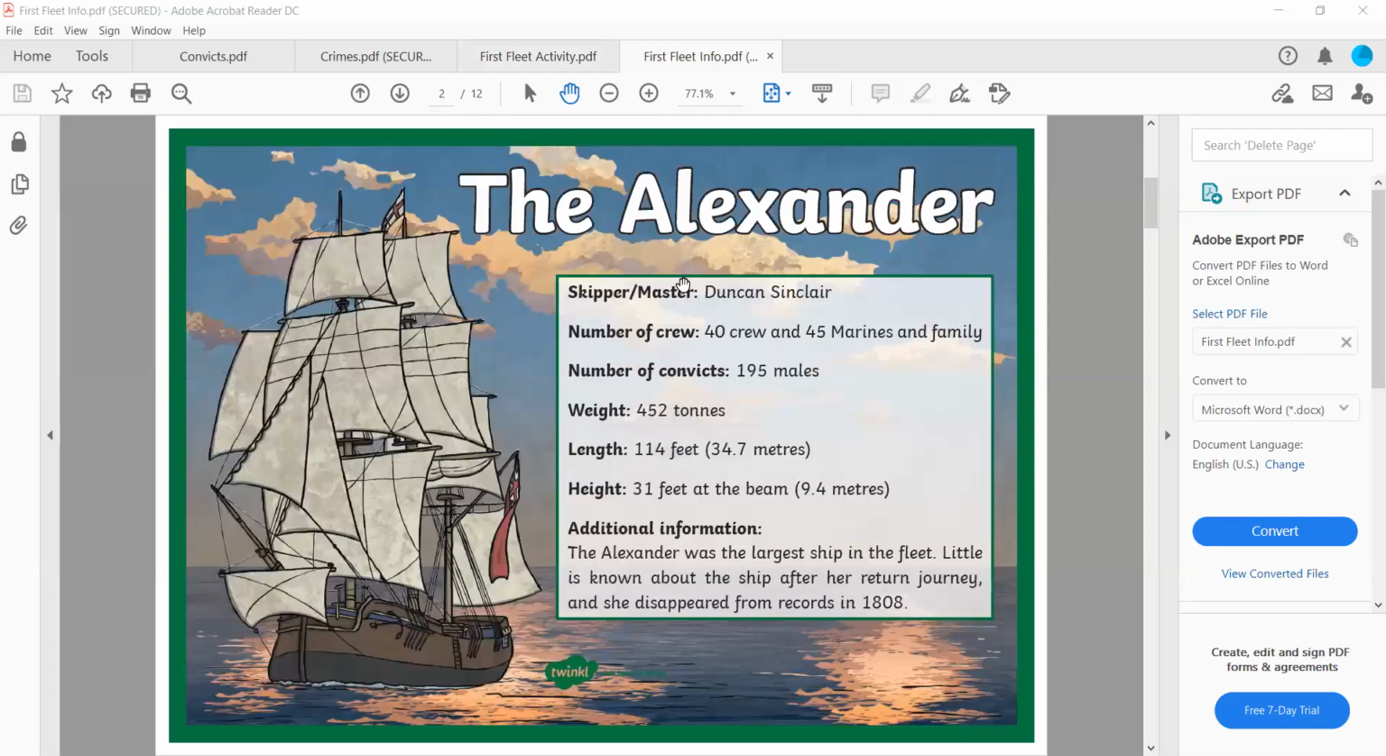sent over there. So we've got this one there, the Alexander. I'm sure some people enjoy the name of that. The skipper or the master was someone called Duncan Sinclair. It then tells you how many crew we've got on there, how many Marines and family, the number of convicts, 195 males, and then some additional factual information. Alexander was the largest ship in the fleet. Little is known about the ship after her return journey, and she disappeared from records in 1808. Now, all ships are referred to as she or her, always thought of as being a lady.